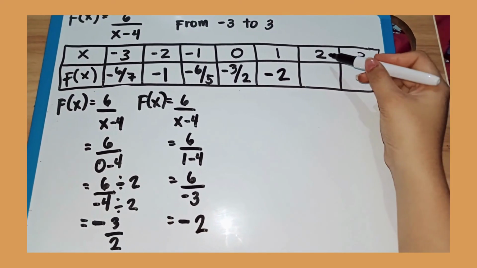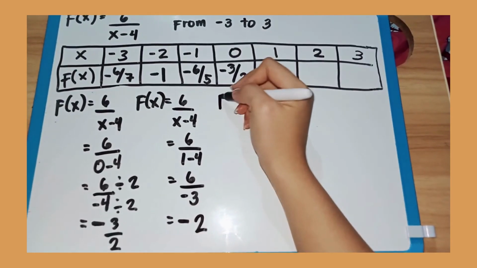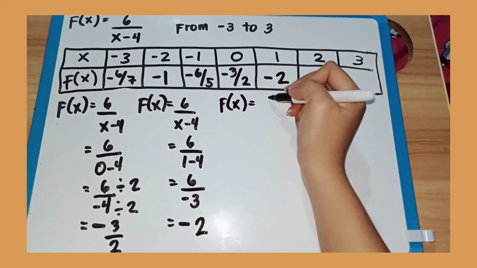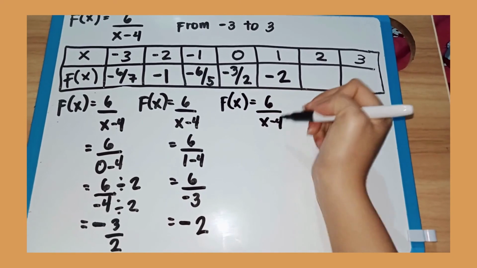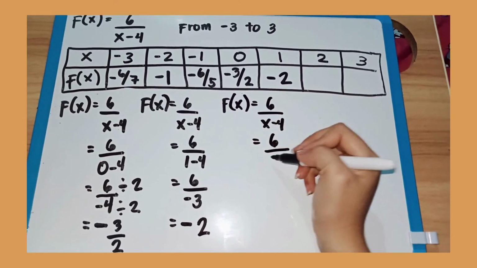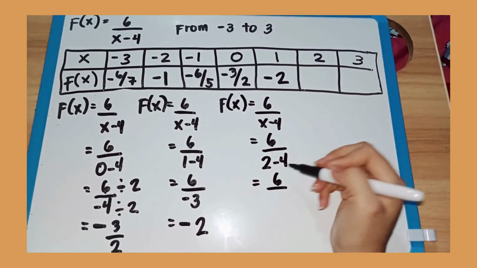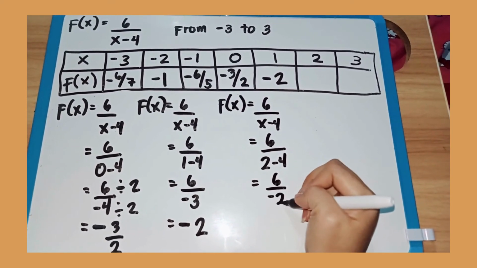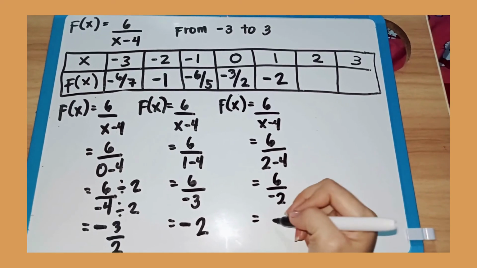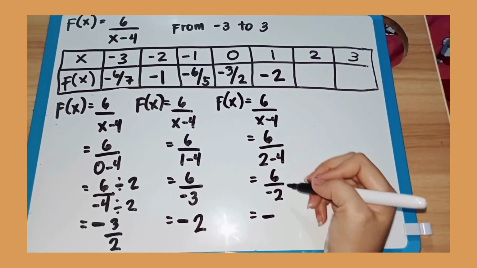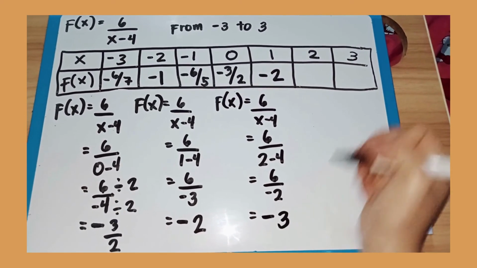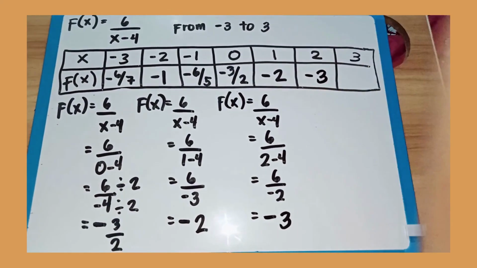Next, yung x, palitan naman natin ng 2. F of x is equal to 6 over x minus 4. Copy 6, x palitan ng 2. Copy 6. 2 minus 4, that is negative 2. Dahil magkaiba ng sign, negative. 6 divided by 2, that is 3. So, this is negative 3.